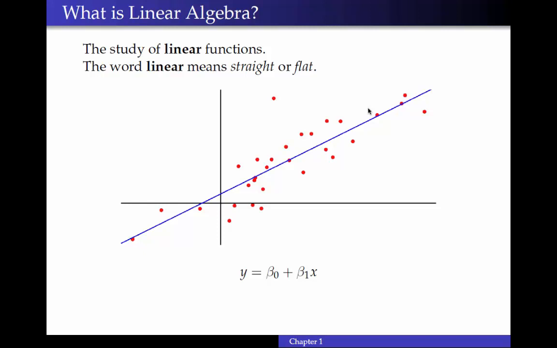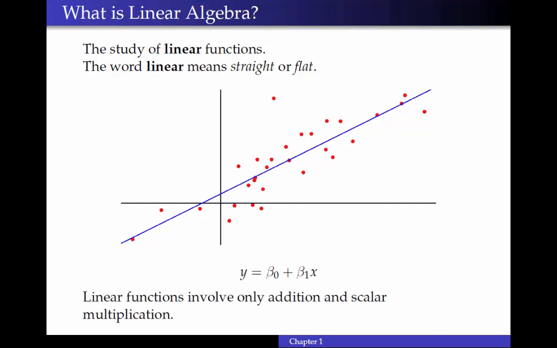One straight function that you're probably already familiar with is the regression equation. Here I've drawn such an equation in 2 dimensions. And the word linear also means that the function involves only addition and scalar multiplication. We'll never see any x squareds or x times y.